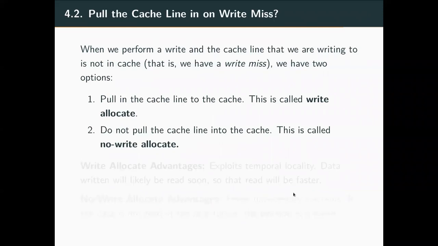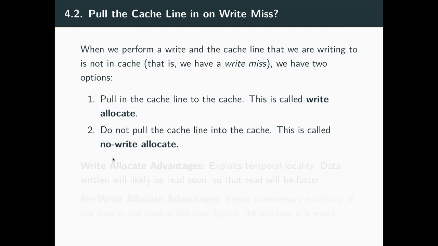Okay, so this goes to your original question earlier, right? About what do we do when we have a write miss? So we don't have the cache line in our cache and we have to write to it. So there's two options that we have here. The first option is that we pull the cache line into the cache and then write to it. This is called write allocate because we've allocated some space in our cache for this new thing that we wrote to. And then the second option is not pulling the line into the cache, obviously. And this is called no write allocate because we're very creative.